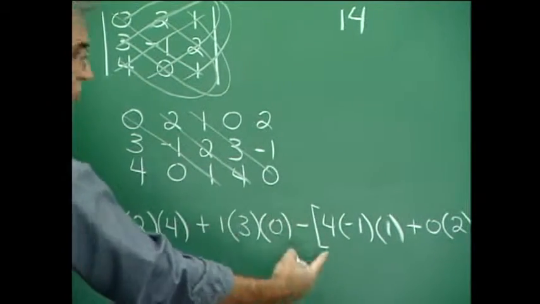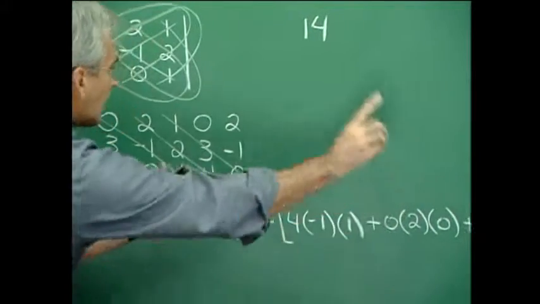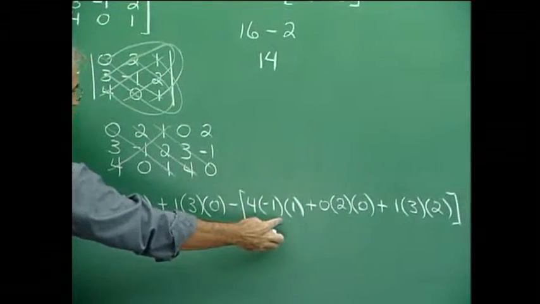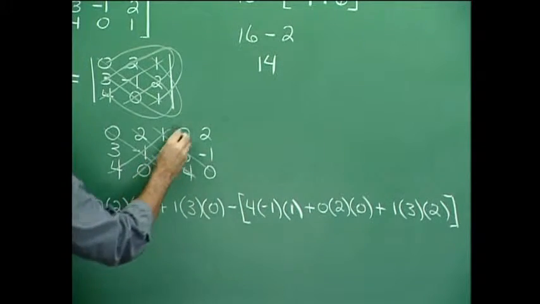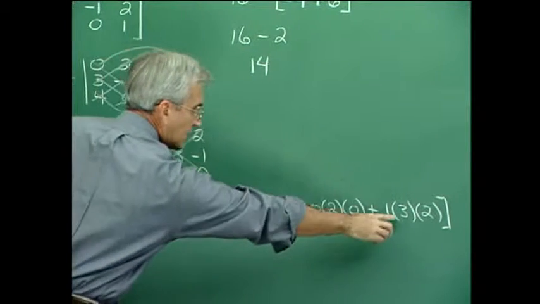And now we're going to subtract a number of products. Okay, so we're subtracting all of these products. 4 with negative 1 with 1. That's here. And then 0, 2, 0. And then 1, 3, 2. 1 times 3 times 2.